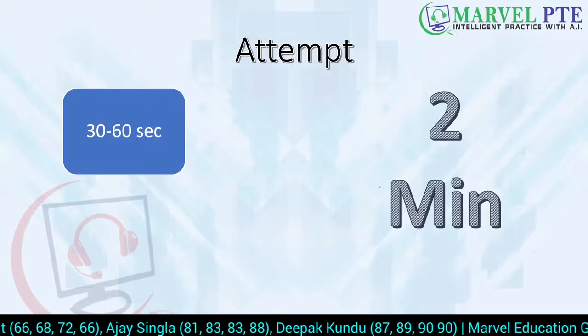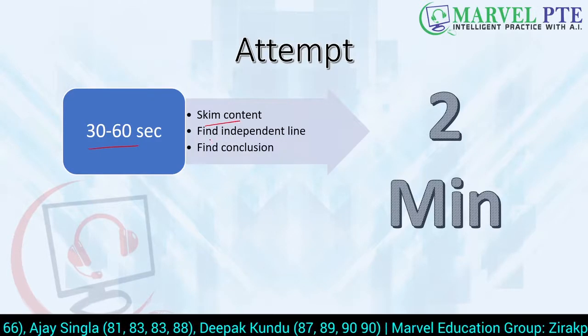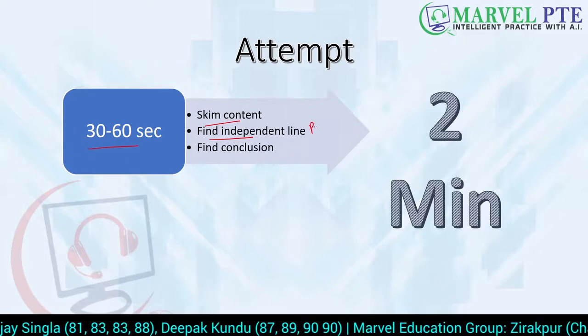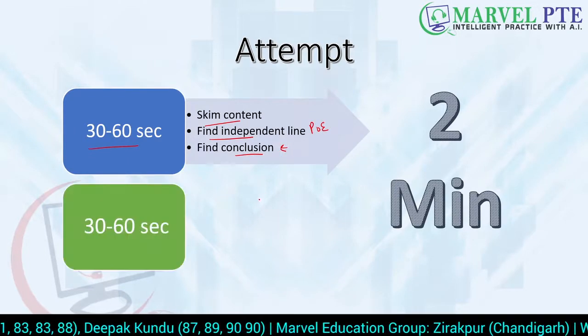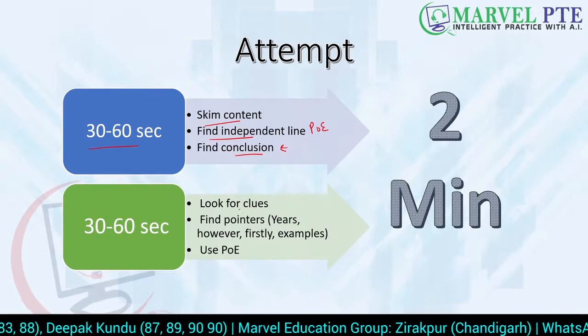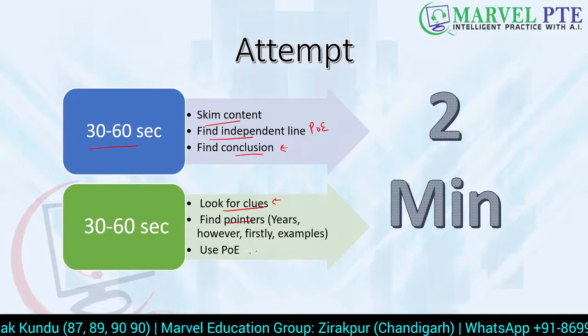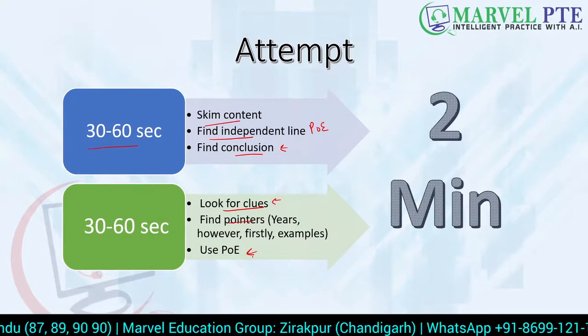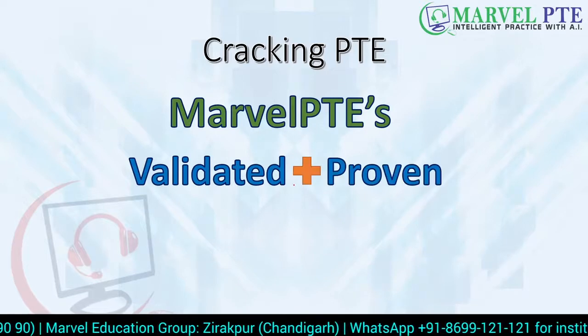So in 2 minutes, what you have to do in first 30 to 60 seconds, you have to skim the content, you have to find independent line using process of elimination, and you need to find the conclusion line also. And in next 30 to 60 seconds, you have to look for clues using pointers, or you can use process of elimination. All the strategies which we teach are validated and proven strategies.